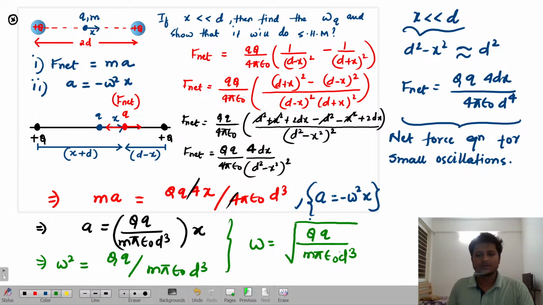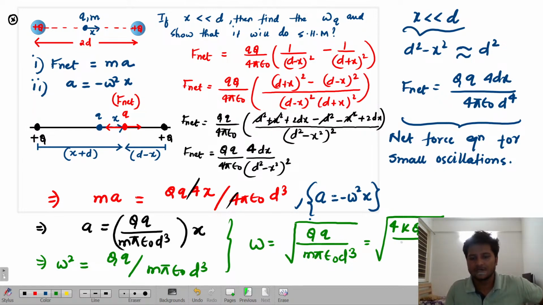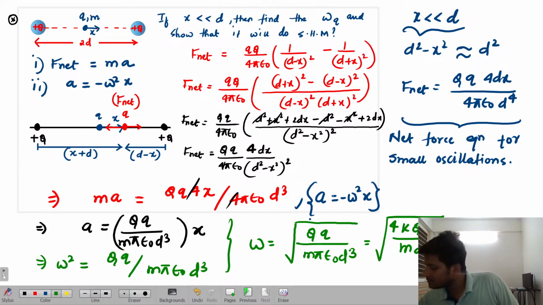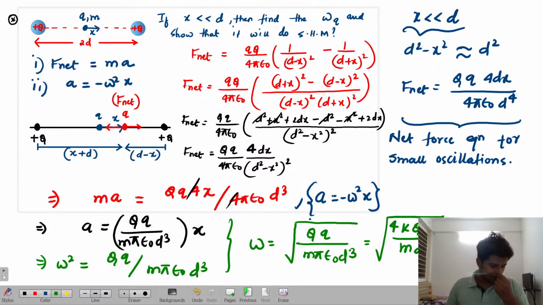It is also written with 4 pi epsilon naught. I can also write it in terms of k. It will be 4k capital Q small q divided by m dq. This is one of the answers which are also correct. Is this clear? Totally.